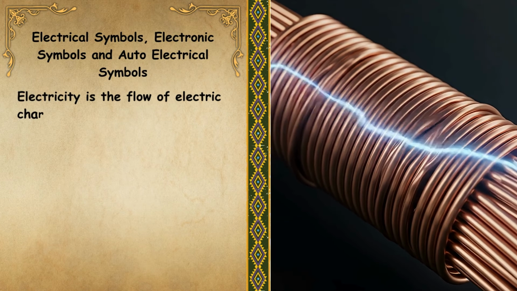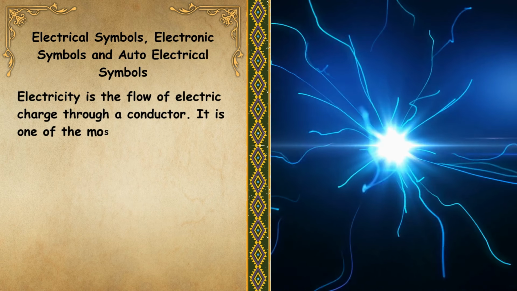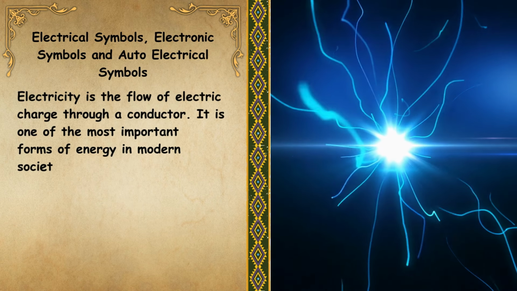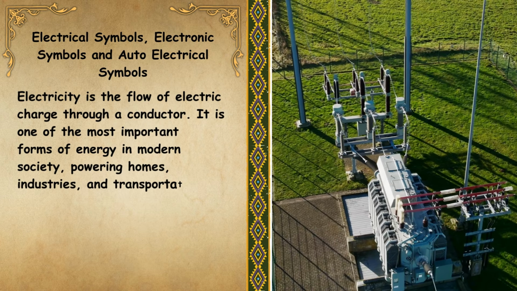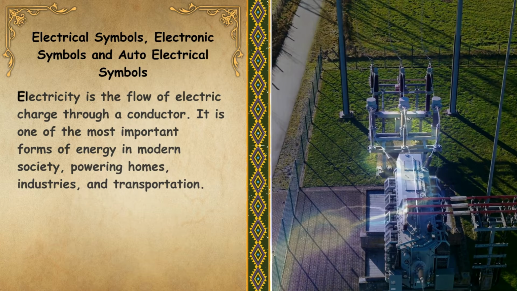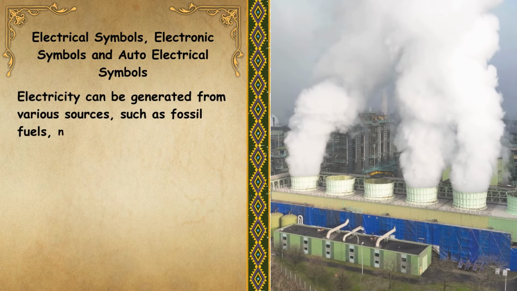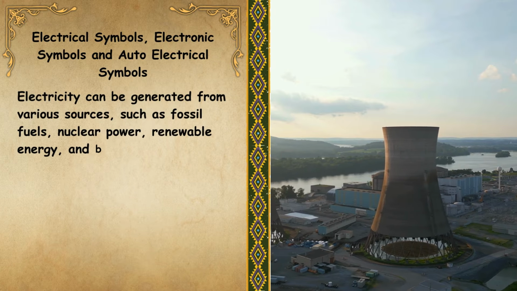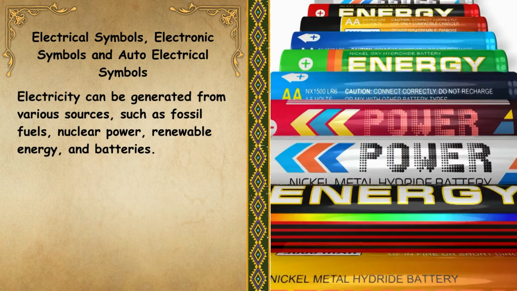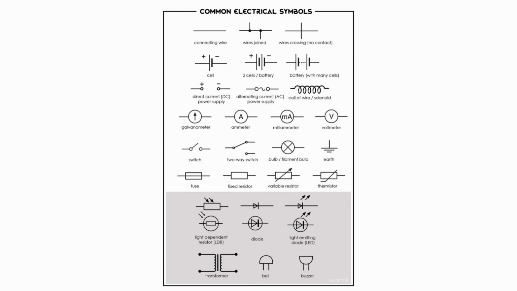Electricity is the flow of electric charge through a conductor. It is one of the most important forms of energy in modern society, powering homes, industries, and transportation. Electricity can be generated from various sources, such as fossil fuels, nuclear power, renewable energy, and batteries. Here are some of the basic electrical symbols and components.